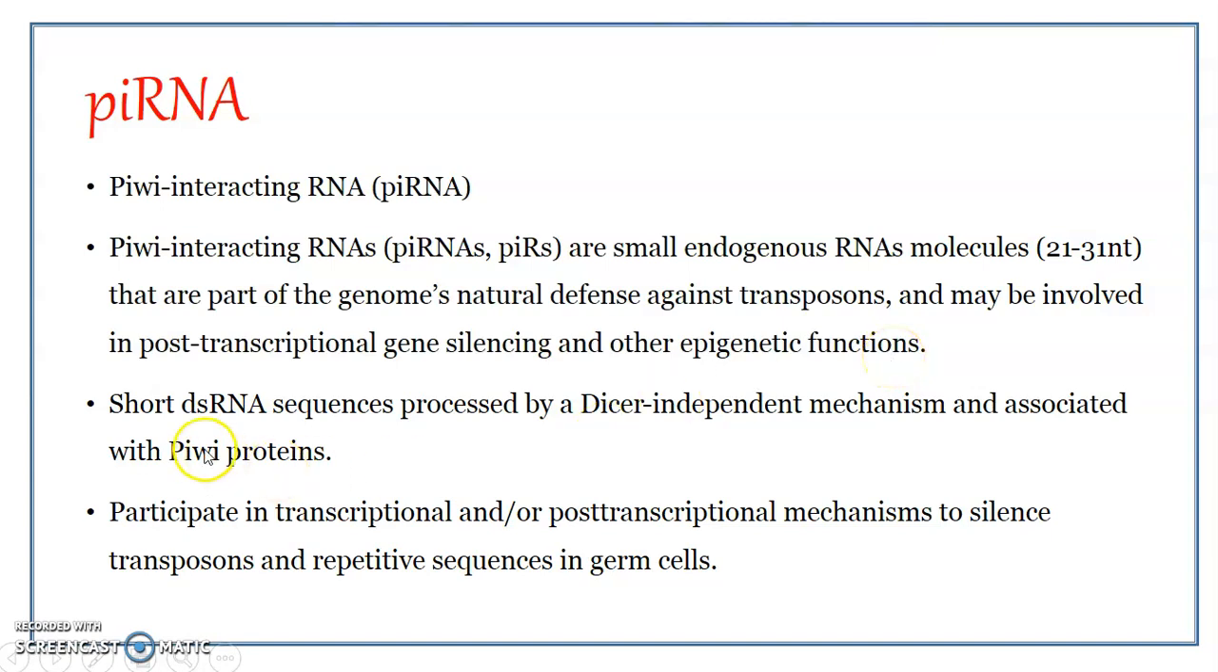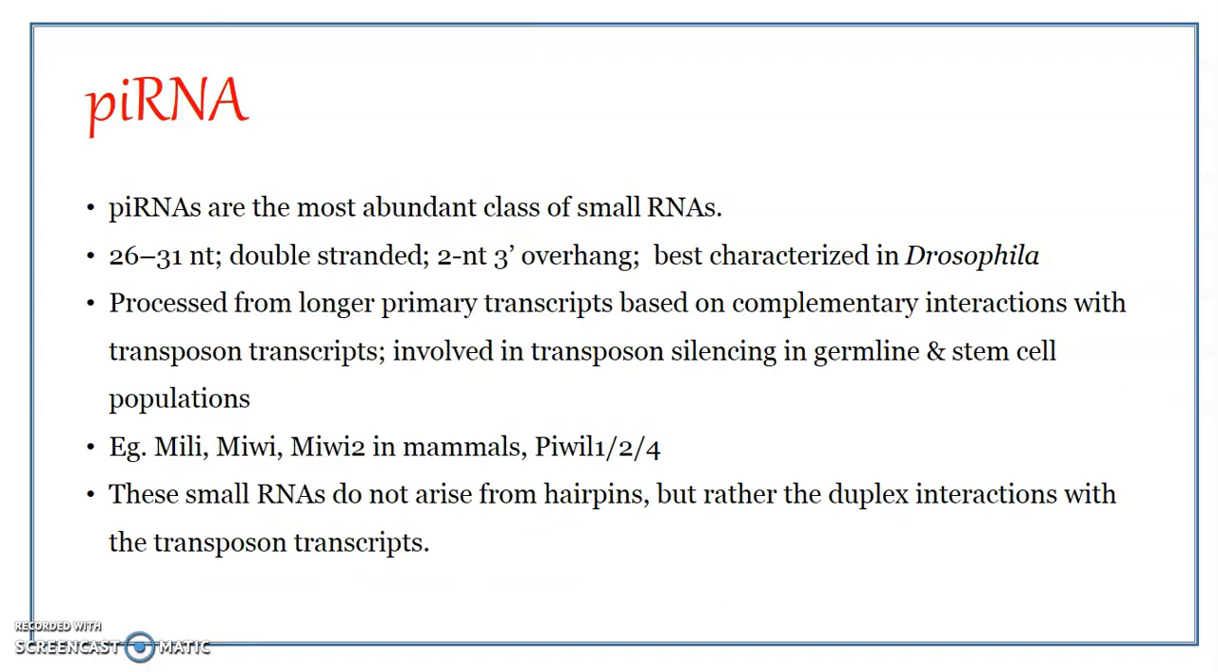During the synthesis of piRNA, short double-stranded sequences are processed by a dicer-independent mechanism, and the resultant single-stranded RNA gets associated with PIWI proteins to produce the piRNA. They participate not only in post-transcriptional gene silencing but also in transcriptional silencing. So how it happens, we can see. The piRNAs are the most abundant, as we have already mentioned. It is the largest group of non-coding RNAs, and they have been best studied and characterized in Drosophila melanogaster.